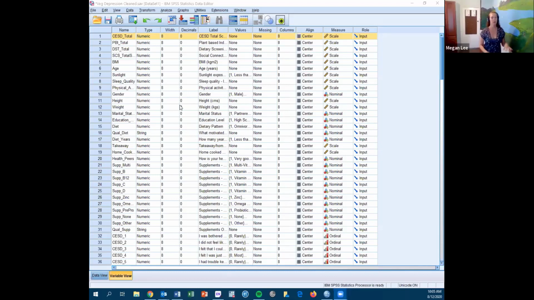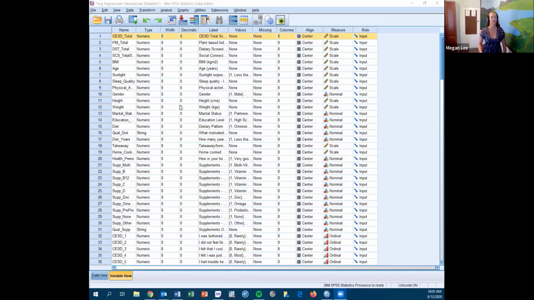Yep. So last week when we did our correlation matrix, we explored which ones of these were related to or correlated with depression. Does anyone remember which ones were statistically correlated or had a relationship with depression? It's okay. Can't remember. It was everything except for the plant-based index.